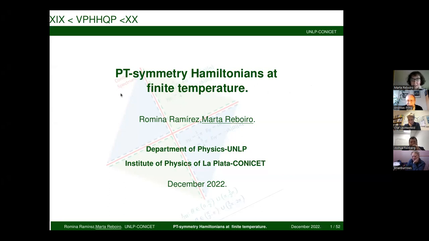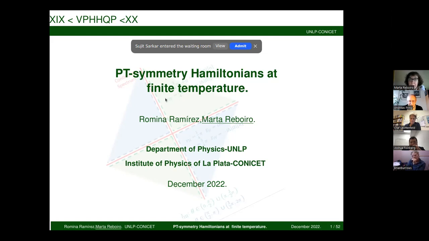I want to thank the organizers for letting me share this work at this meeting. The focus of the work is to study a system model by PT-symmetric Hamiltonians, but now at finite temperature. And we had some results on what happens in the non-PT-symmetric phase.